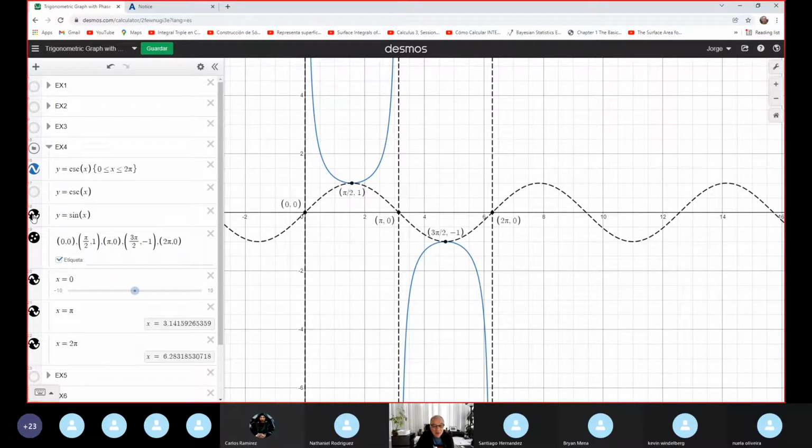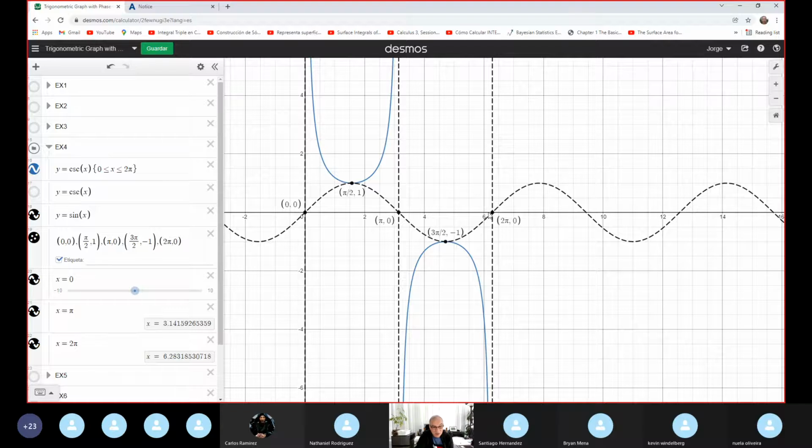Now, when the sine is 1, it's obvious that the cosecant is 1, because 1 over 1 is 1, no? And when the sine is 0, the reciprocal of 0 is undefined. That is the reason it's a vertical asymptote. Now you have the famous 5 points, the period is 2 pi: 0, comma, undefined; pi over 2, comma, 1; pi, comma, undefined; 3 pi over 2, comma, negative 1; and 2 pi, undefined again.